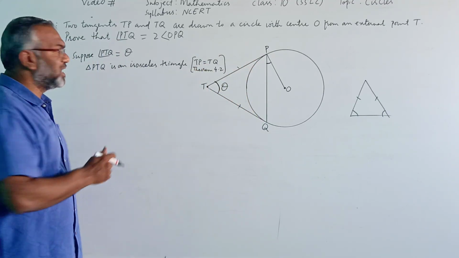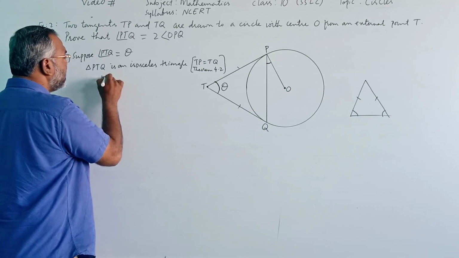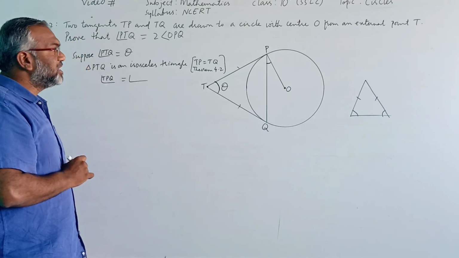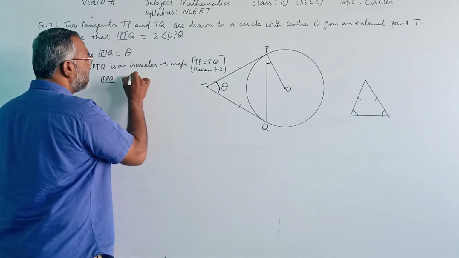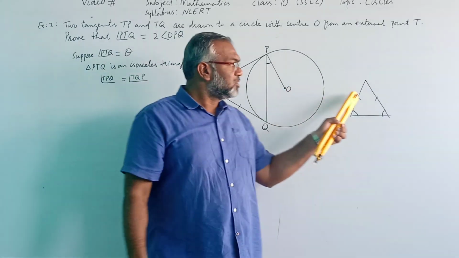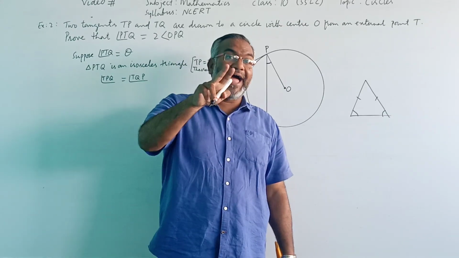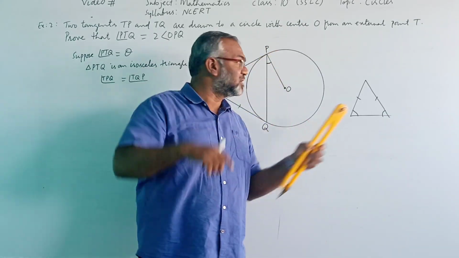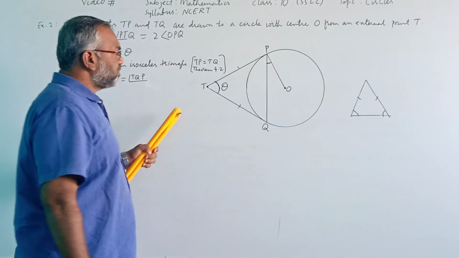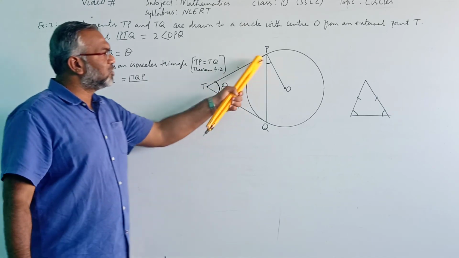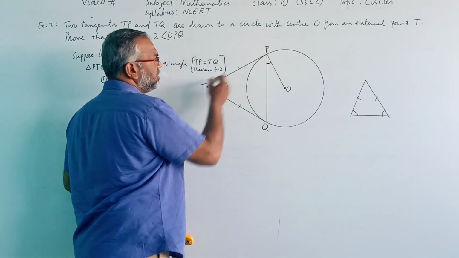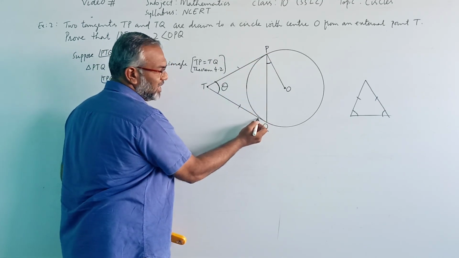If this is an isosceles triangle, then angle TPQ must be equal to angle TQP, because in an isosceles triangle, two sides are equal, and the two angles opposite to those two sides are also equal. This is the property of an isosceles triangle, right? So two sides are equal and two angles are also equal. So these two angles, TPQ and TQP, are equal.